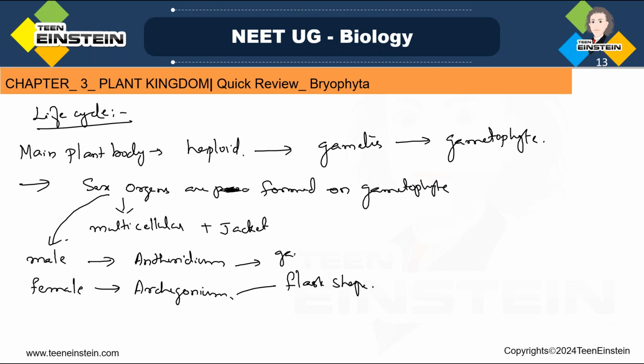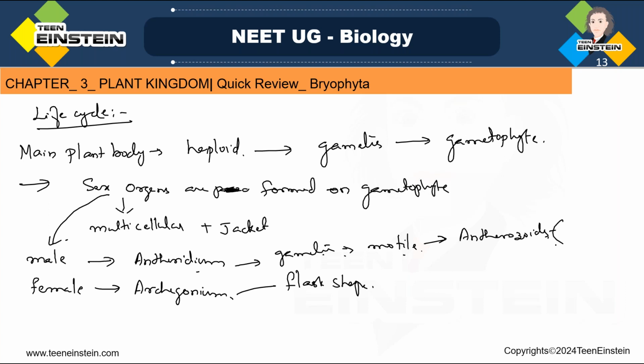The male gametes of bryophytes are motile. They are able to move. And these motile gametes are called androzoids. So the male sex organ is called antheridium, and this antheridium produces gametes, and these gametes are motile, and these motile male gametes are called androzoids. Clear?